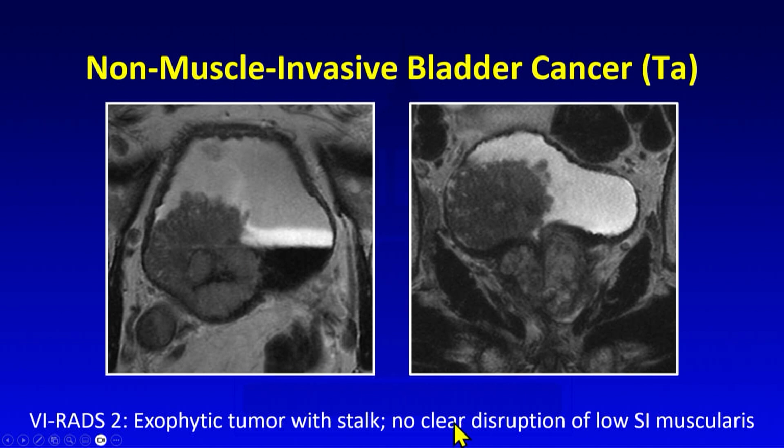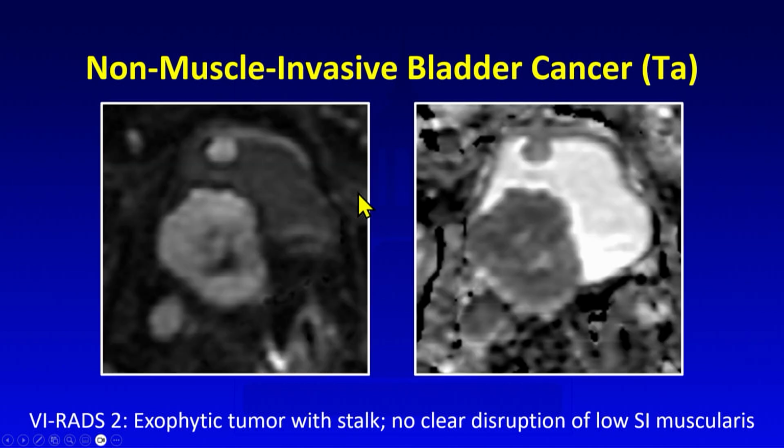The emphasis is the no clear disruption of the low signal intensity muscularis. And when they went in and resected the lesion, even though it is very big, it is a non-muscle invasive bladder cancer, a Ta. Just to show you the example with the diffusion, bladder cancers tend to restrict, so you see them bright on the diffusion and then dark on the ADC.